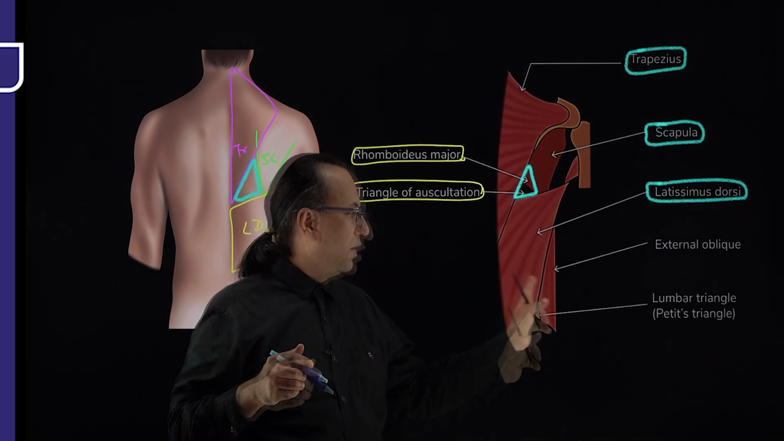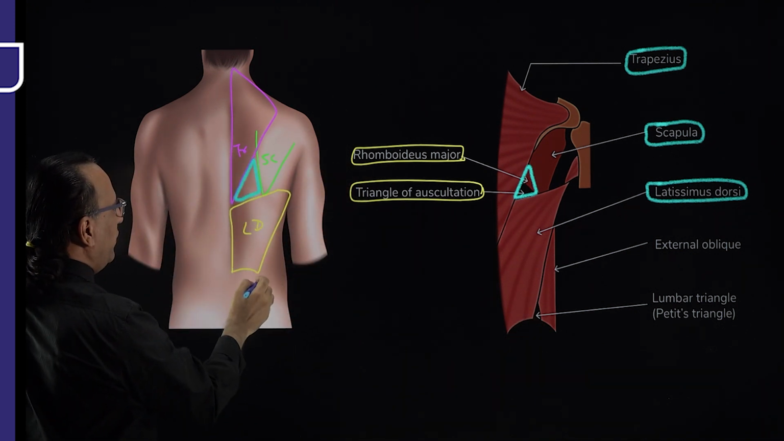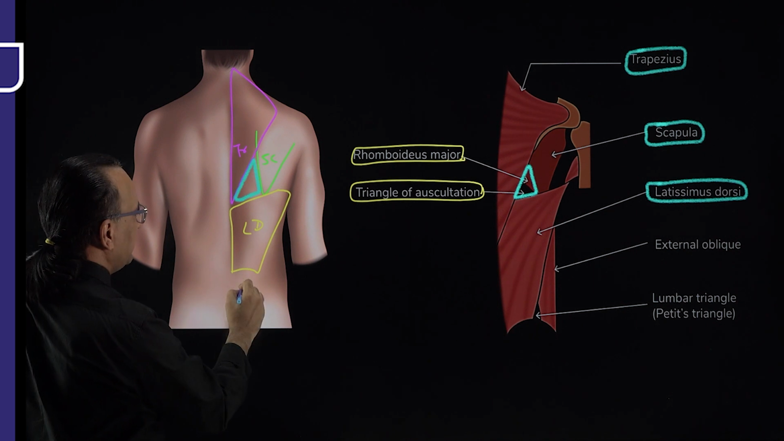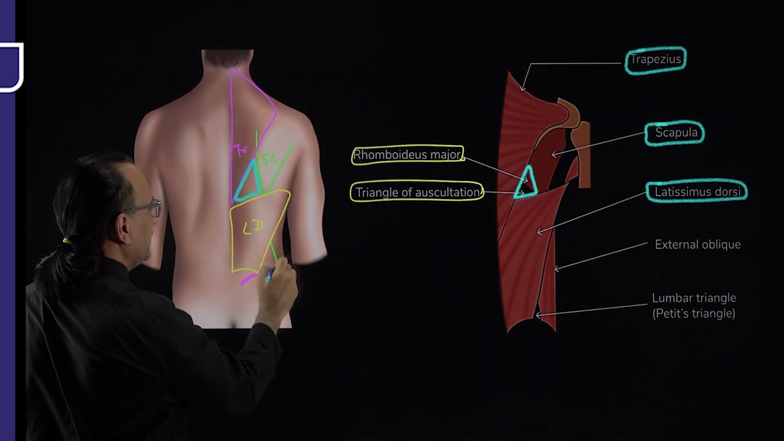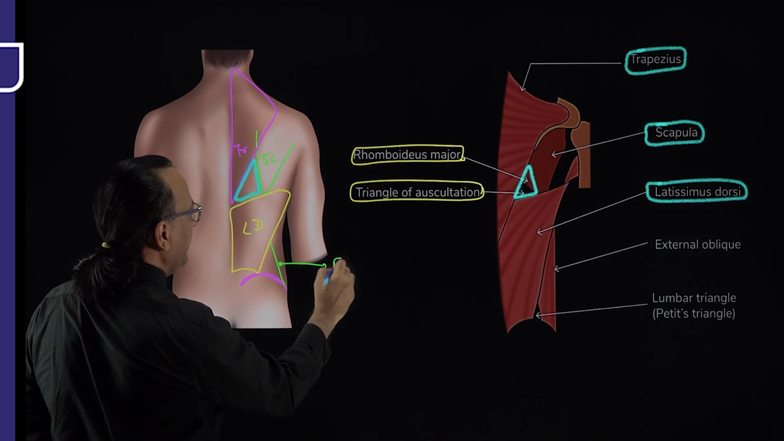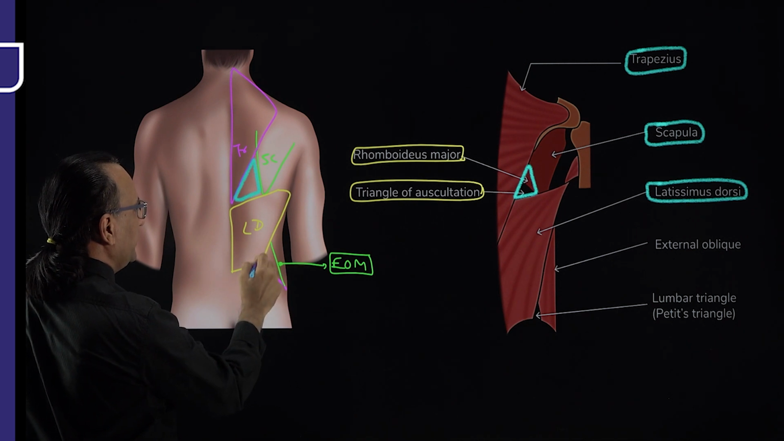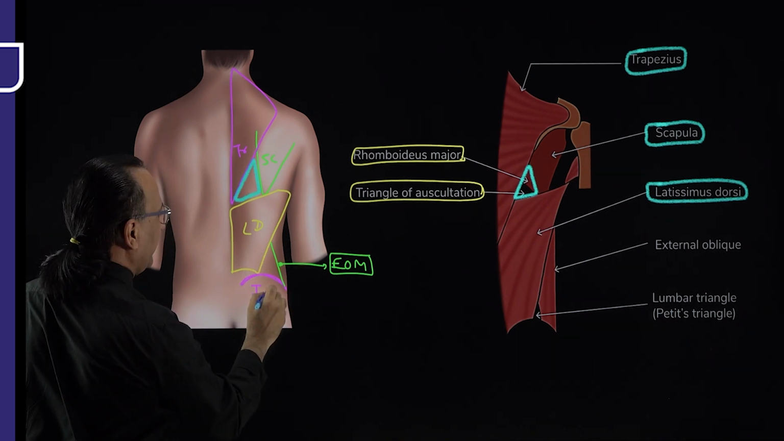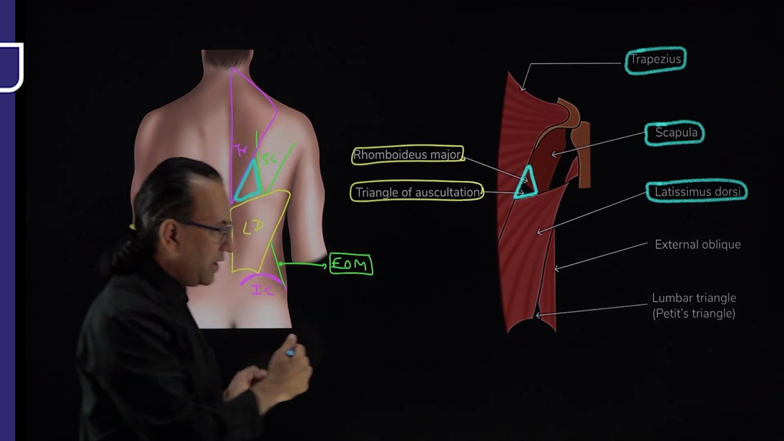Now, what about the lower lumbar triangle or triangle of Petit? Here, once again, we have to involve the latissimus dorsi plus the highest point of the iliac crest and one muscle of the anterior abdominal wall, which is called the external oblique muscle. So there is the external oblique muscle anteriorly, latissimus dorsi superiorly, and the highest point of the iliac crest inferiorly. This is the lumbar Petit's triangle. You can see the same here as well.